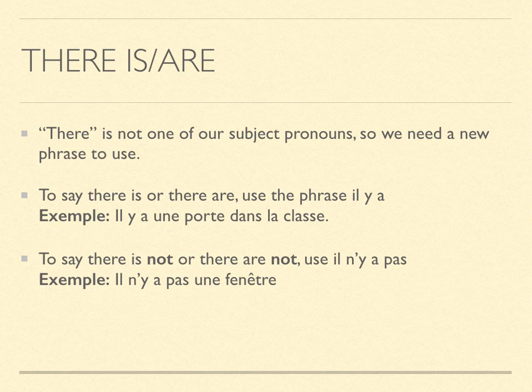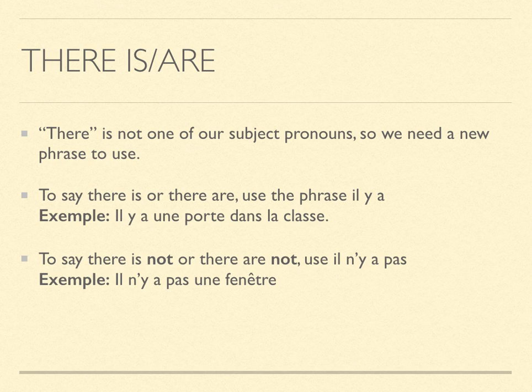Finally, we're going to look at the phrase there is or there are. Since there is not one of our subject pronouns, it's not a je, tu, il, elle, on, nous, vous, ils, or elles, we can't use one of those phrases to express that there is something or that there are things. We have to use a new phrase.